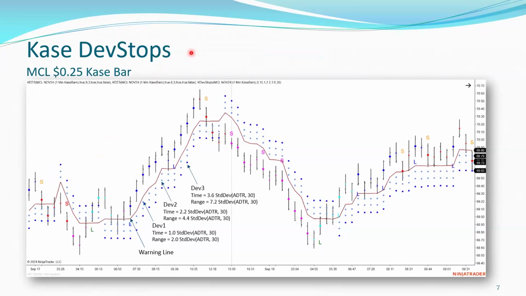Now, the stops that we use are based upon standard deviations of the average true range over the last 30 bars. So we actually use what's called a double true range, which is basically the true range over 3 bars rather than 2 bars, but it's a fine point. They're very similar. Whenever we're looking at time-based bars, we're going to use a 1, a 2.2, and a 3.6 standard deviation move for Dev 1, Dev 2, and Dev 3. The warning line is basically just the median of the distribution.